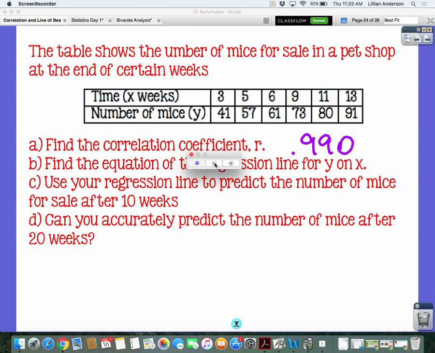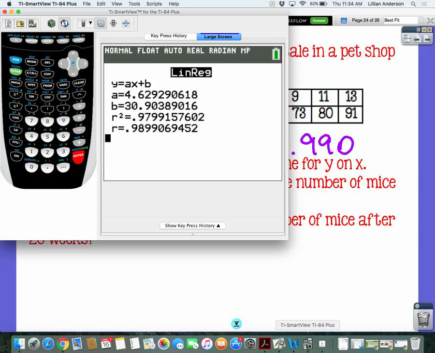Now, part B says, find the equation of the regression line for x on y. That just basically means find the regression line. Lines are in the form of y equals mx plus b. You still have this on there, correct? There's y equals mx plus b. Instead of an m, it's just an a, but b is still the same, okay? When you find your correlation coefficient, you have found the equation for your regression line.